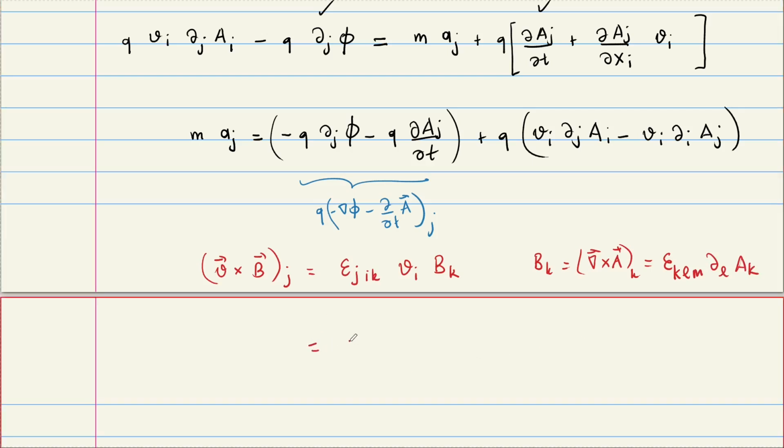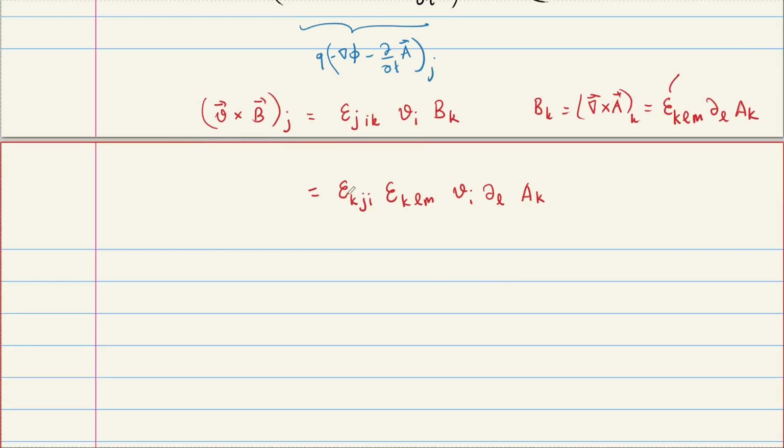So let's combine, and I can cycle this. As you can see, this epsilon jik and epsilon klm only have k common. I want to cycle this to the beginning. So this is epsilon kji, epsilon klm, vi. So I got vi del l am.